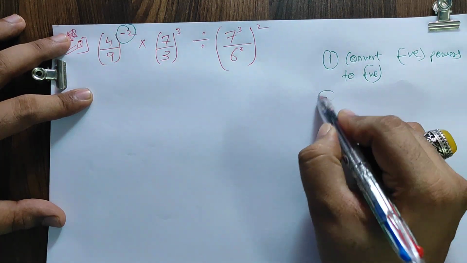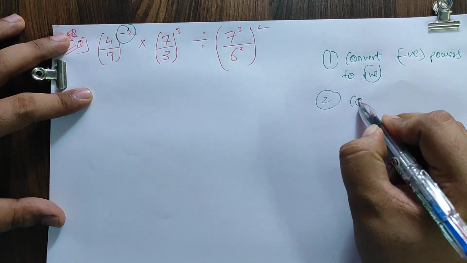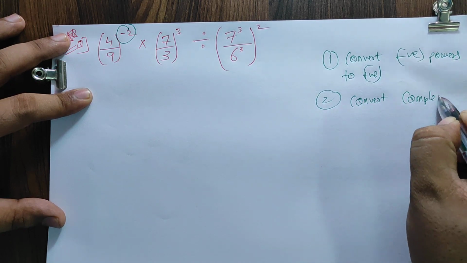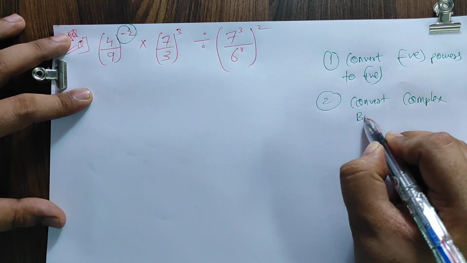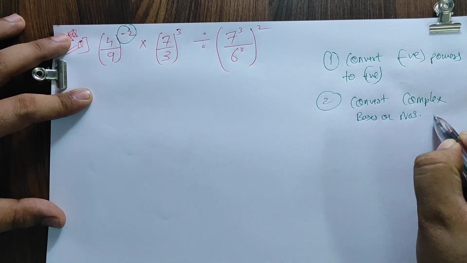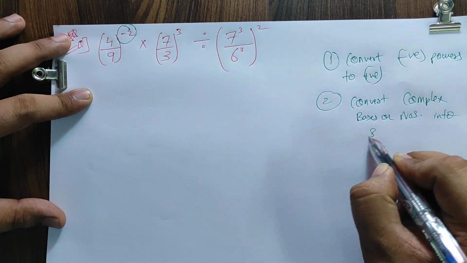Second step will be to convert complex bases or complex numbers into simple ones.